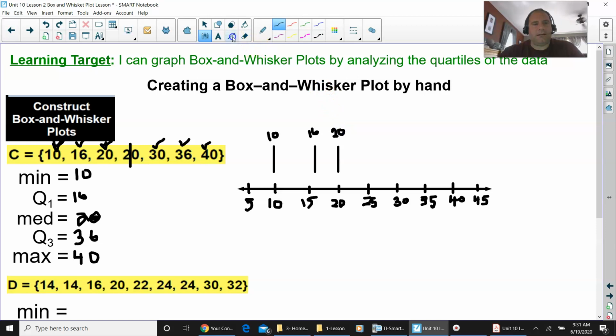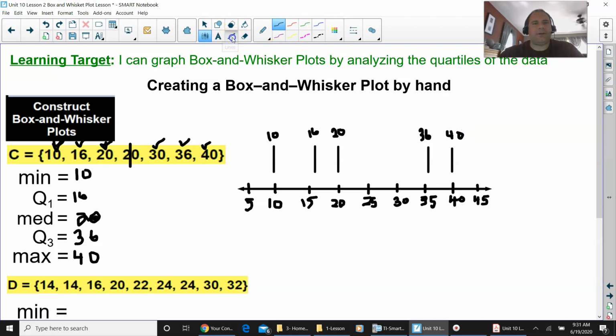And the quartile 3 is 36, so I'm just going to go all the way over here and put a line for 36, which looks like to me a little bit past 35, which is fine. 36. And then the last line is at 40, and that represents my max. And that's it. When I am finished with that, I have all 5 lines.